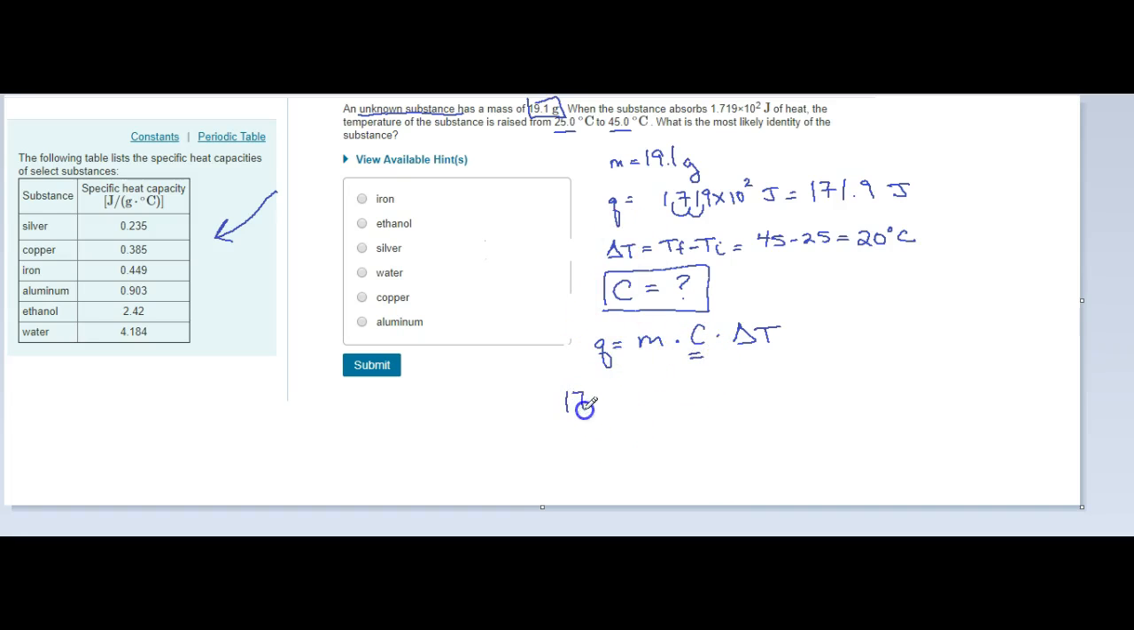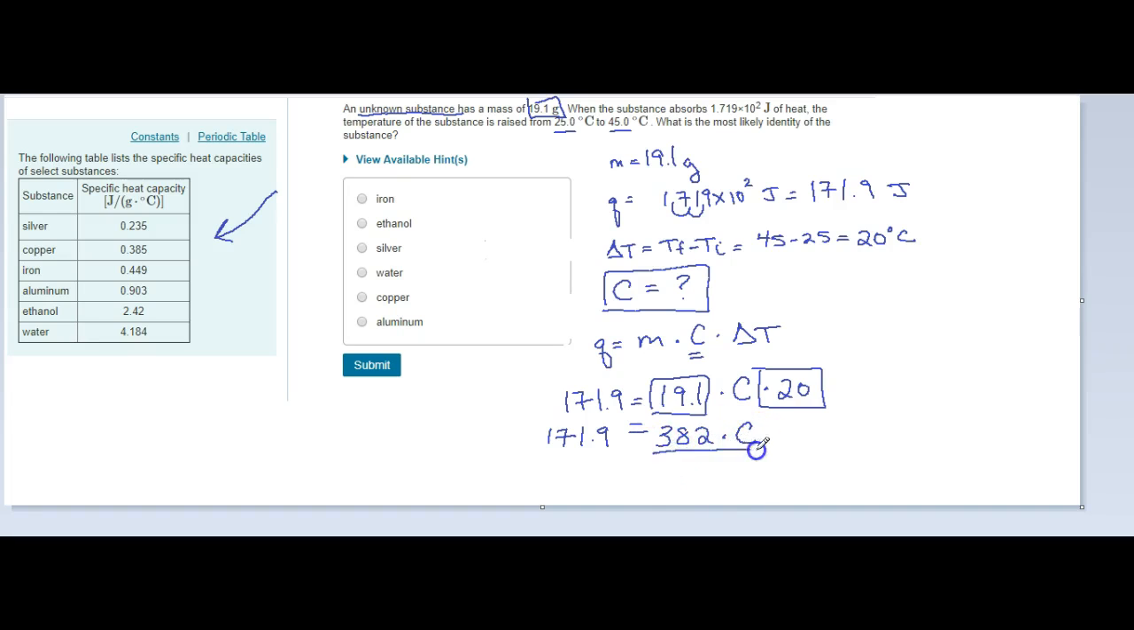So I'm going to go ahead and put my data in that I have already. So the amount of energy absorbed is 171.9 joules. The mass of the unknown substance is 19.1 grams. I don't know what the heat capacity is, but I do know that my change in temperature is 20 degrees Celsius. I'm going to combine 19.1 and 20 by multiplying, since I'm multiplying directly across here. And I get 19.1 times 20 is 382 times C equals 171.9.